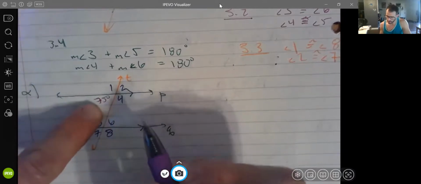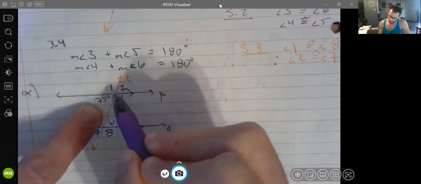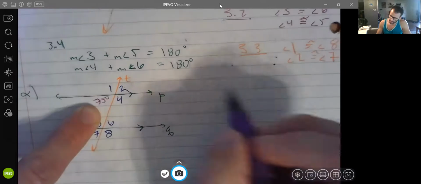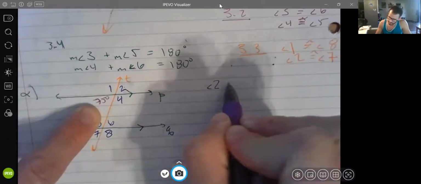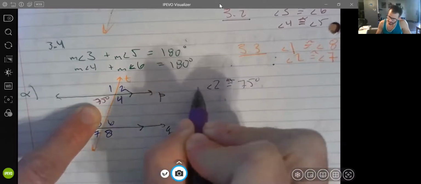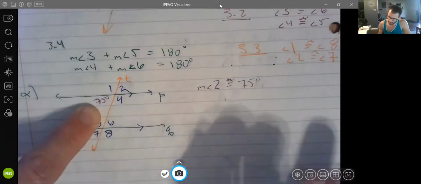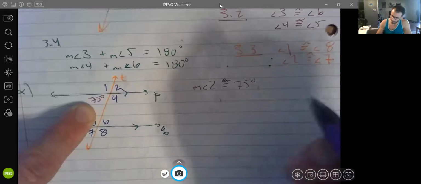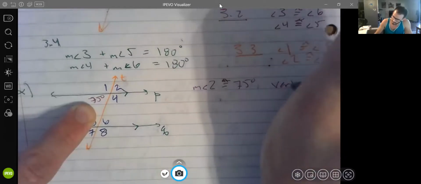Well, let's use vertical angles. Angle 2 is equal to 75, we don't need the congruent, we can just say equal to 75. The measure of angle 2 is equal to 75 degrees. These two are vertical angles, right? Vertical angles.